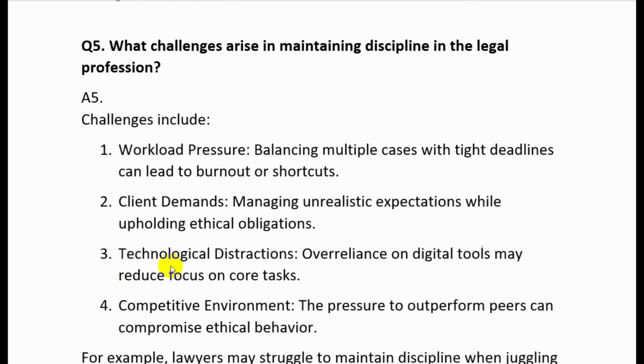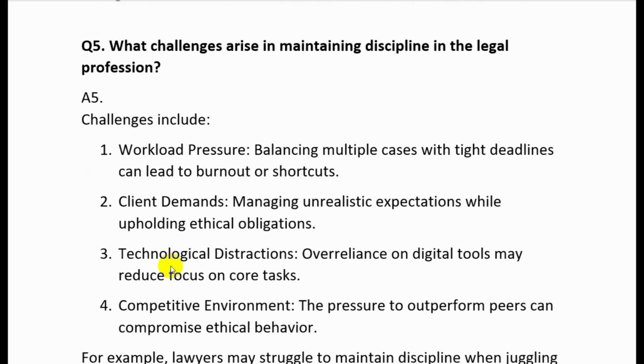What challenges arise in maintaining discipline in the legal profession? First is the workload pressure. Second is the client demands. Third is technological distractions. Fourth is competitive environment. Let's look at each one of them.